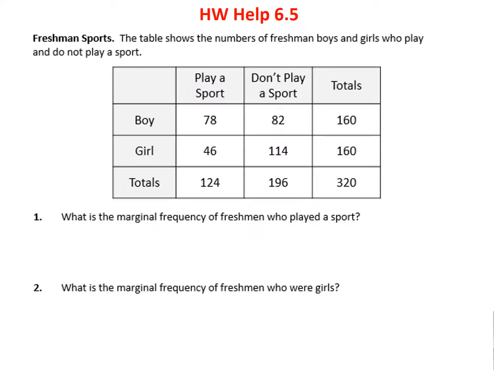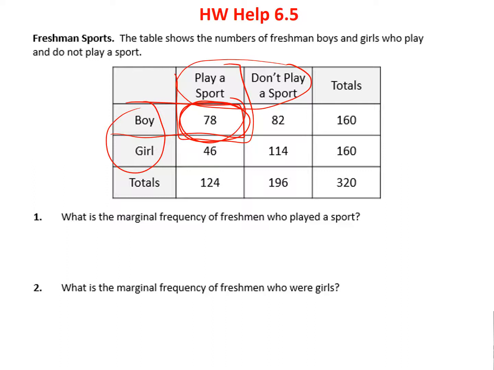Our first problem involves this following two-way frequency table. It shows the number of freshmen boys and girls who play sports and don't play sports. So you notice it's two-way because I have two categories here. It is either a boy or a girl, and do they play a sport or not play a sport. If we wanted just a frequency, for example, the frequency of boys who play a sport, we would go boys, sports, and our answer would be 78.